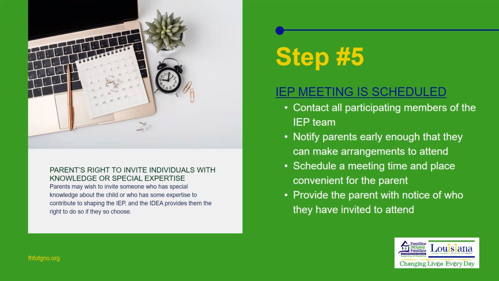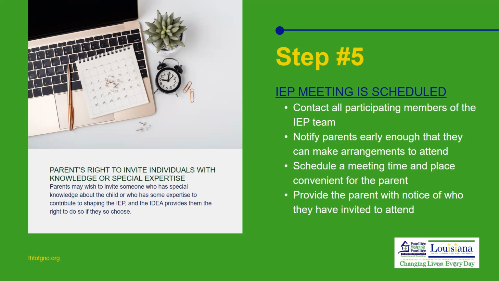Now on to step 5, the IEP meeting is scheduled. So now that your child has been found eligible for special education services, the school system is responsible for making a formal commitment of resources to ensure that your child gets a free, appropriate public education, or FAPE. The school system now has to schedule an IEP meeting, as I said, within 30 calendar days. School staff have to do several things to get this set up.